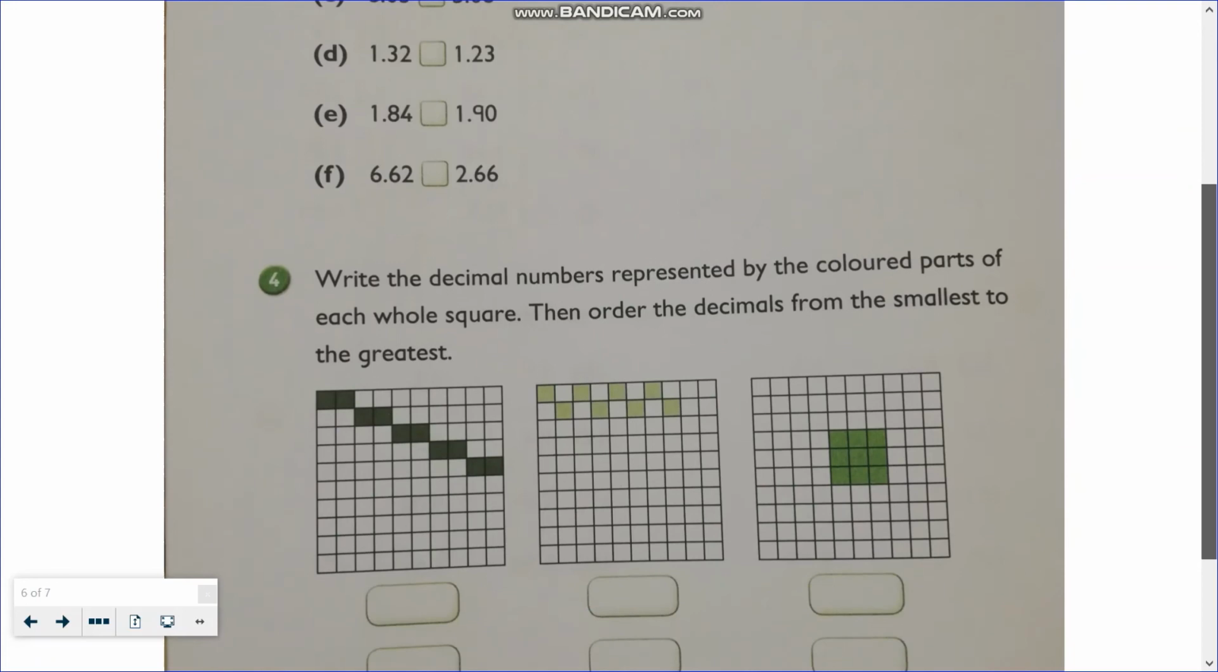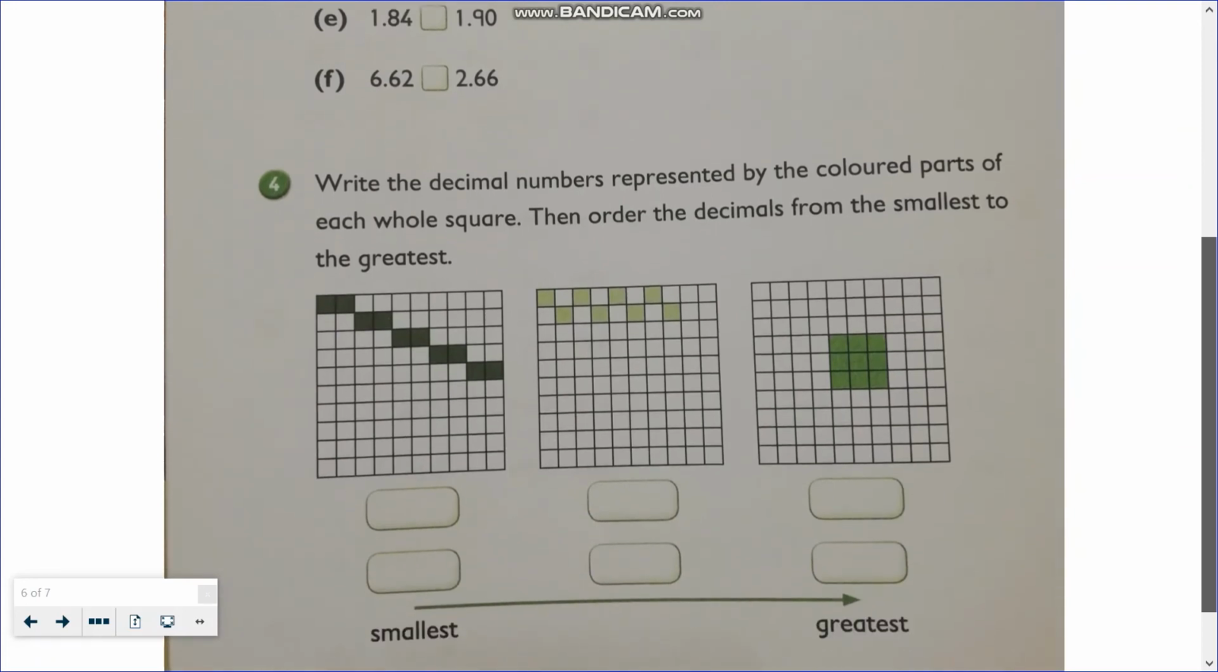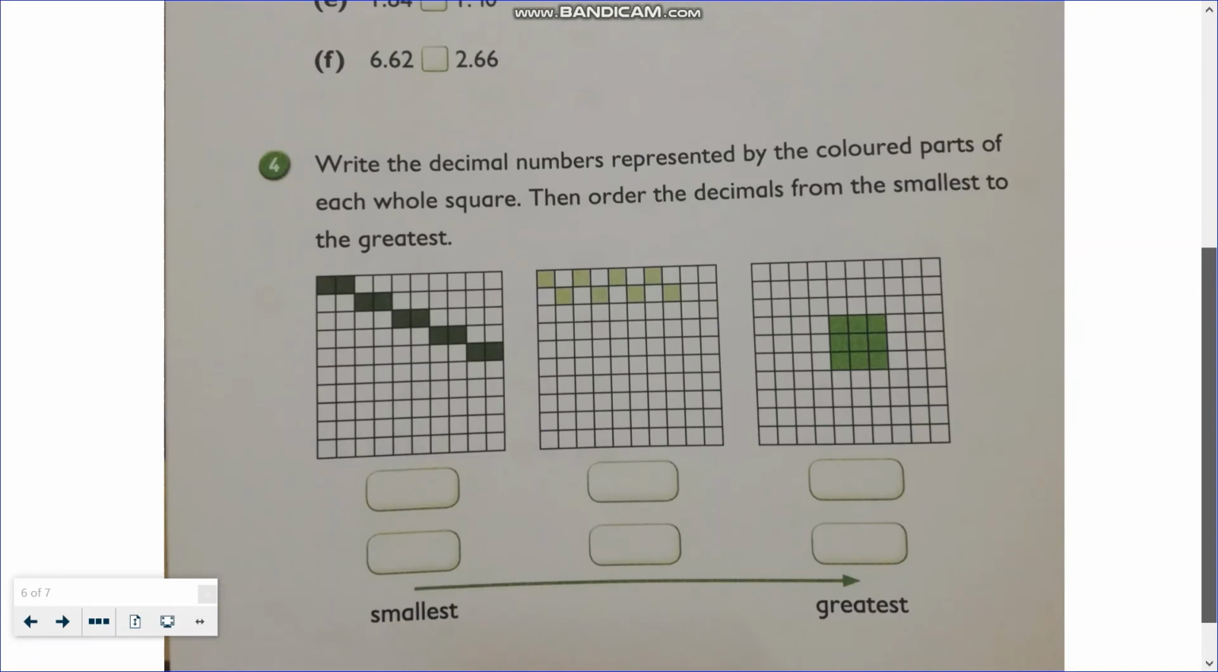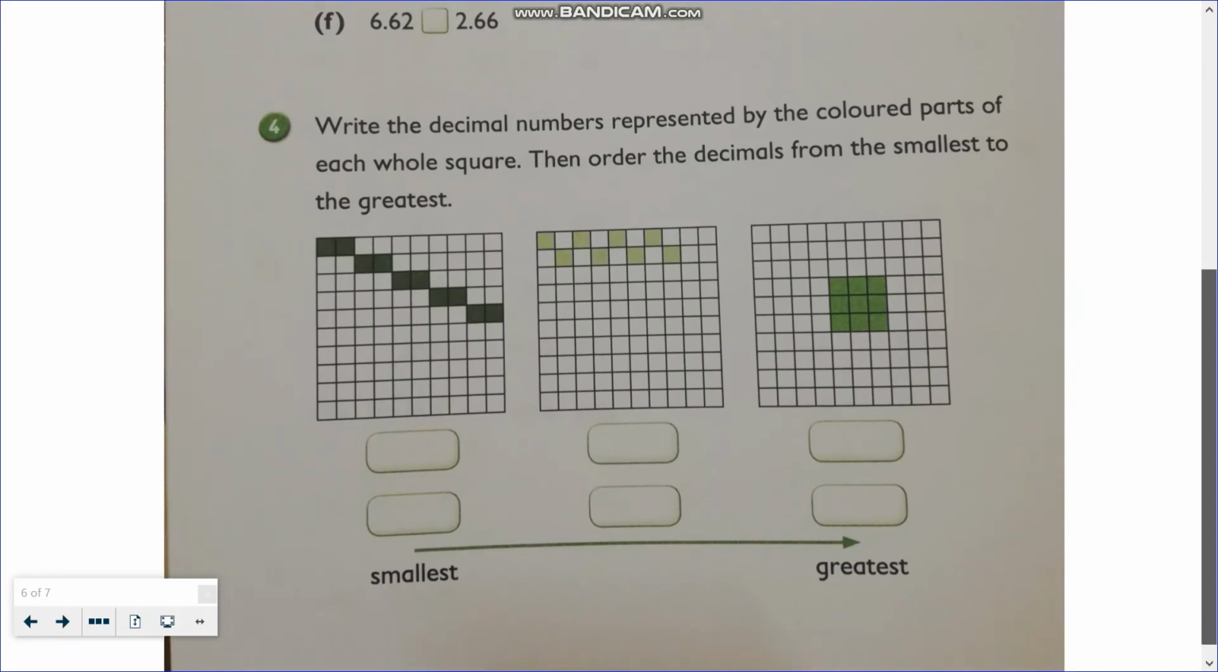Number 4, write the decimal numbers represented by the color parts of each whole square, then order the decimals from the smallest to the greatest. So we're going to count the number of shaded parts and write it in decimal. So in the first square, we have how many shaded parts? We have 1, 2, 3, 4, 5, 6, 7, 8, 9, 10. So that is 10 hundredths or 0.10.